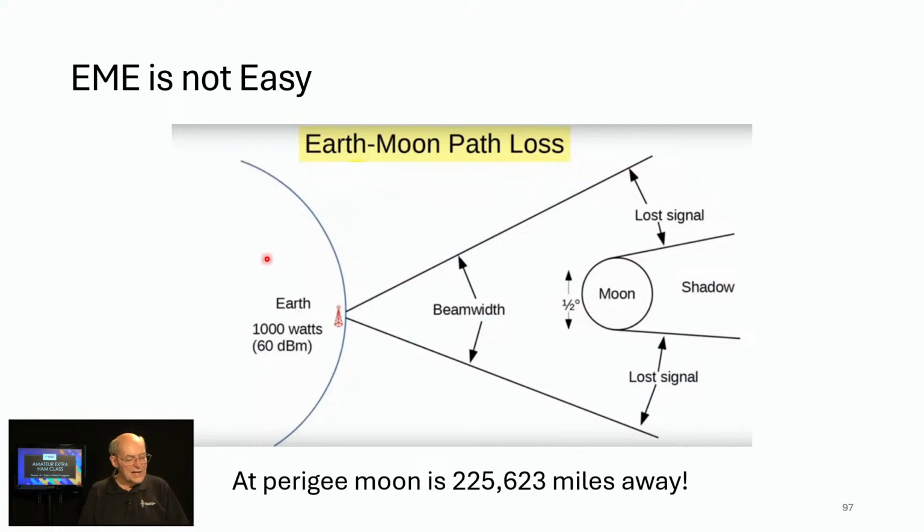So EME is not easy. If we're running 1,000 watts here on Earth and we're transmitting it out, well, the beam angle is less than half a degree. If the moon was a perfect sphere, we wouldn't be able to bounce anything off it at all because we'd only have one point we could bounce off. But the moon is rough, and we're going to have a diagram of that coming up, which makes it possible. So it's a long, long way. It's much further than going around the Earth.